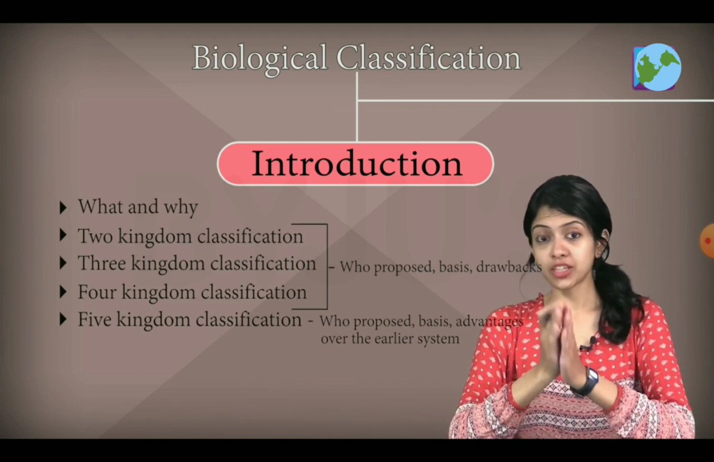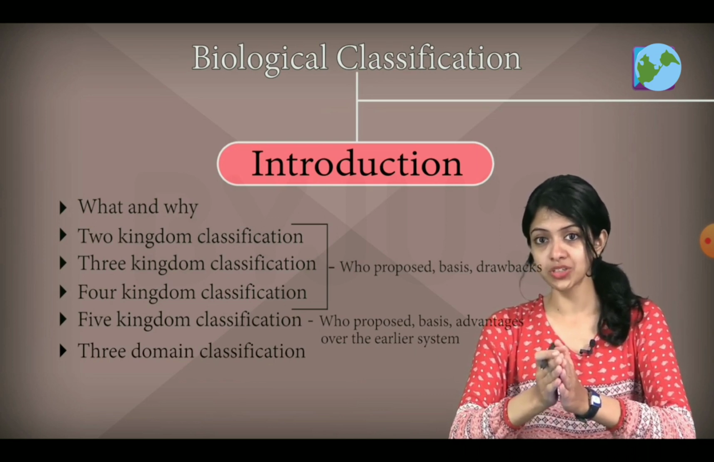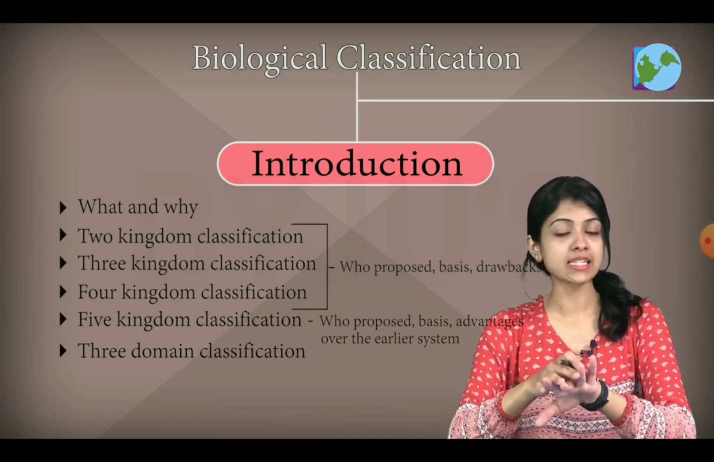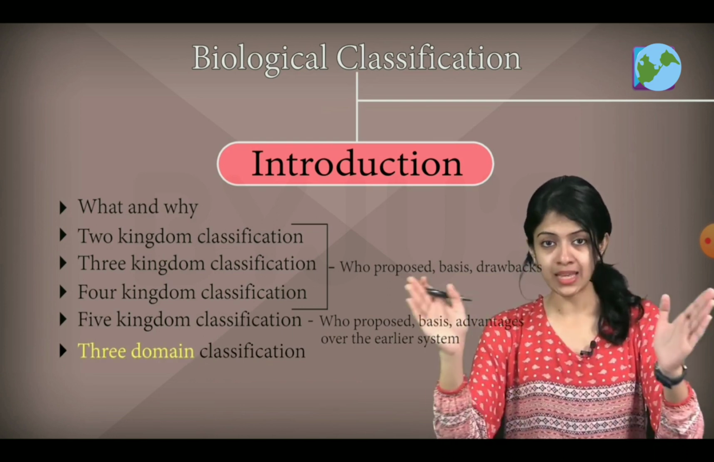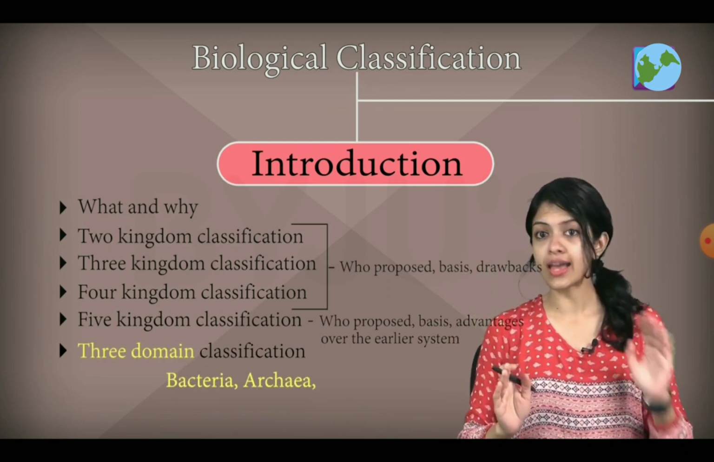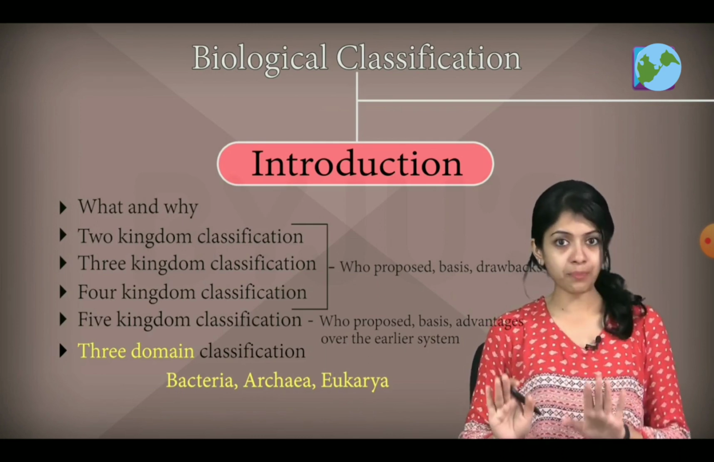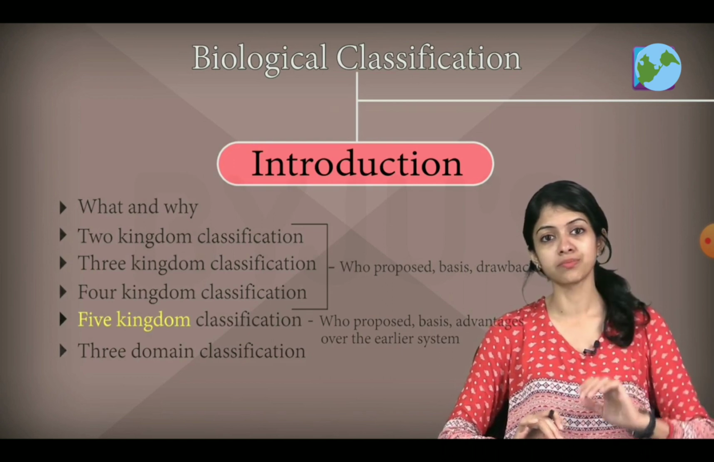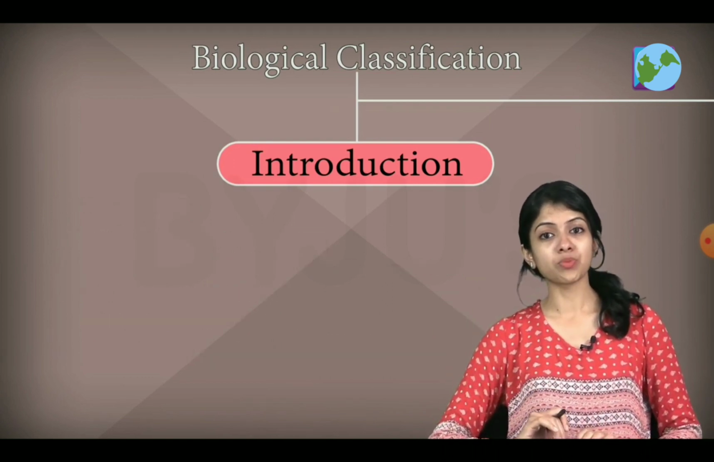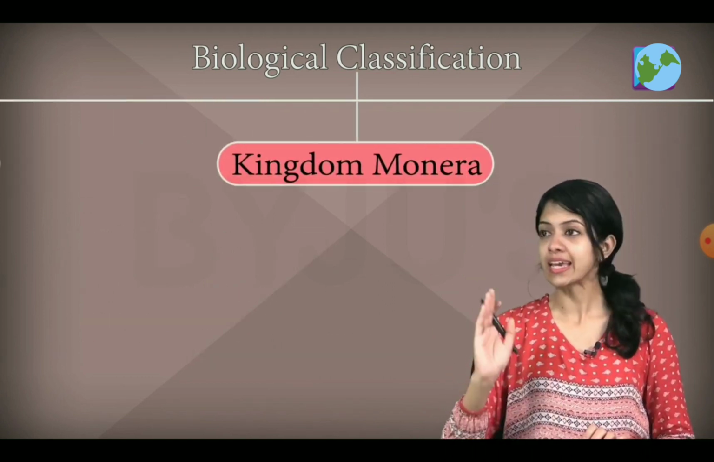Let's not forget the 3-domain system of classification. If you remember, this is the system in which living organisms are grouped into 3 broad domains: bacteria, archaea, and eukarya. This chapter, however, is all about the 5-kingdom system of classification. Then we start with the first kingdom, which is Kingdom Monera.